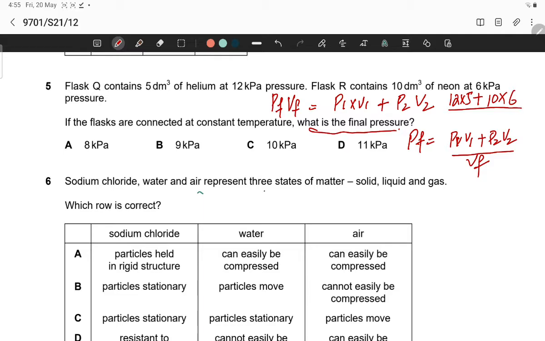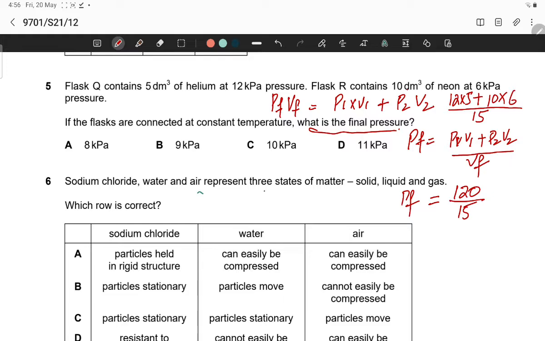Divided by Vf. Vf is the total volume, 10 dm cube and 5 dm cube is equal to 15 dm cube. So 12 5s are 60 and 10 into 6 are 60. So this is 120 divided by 15. Pf is final pressure, 120 over 15.